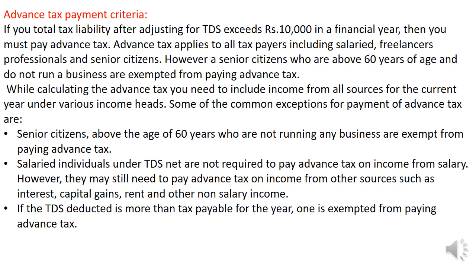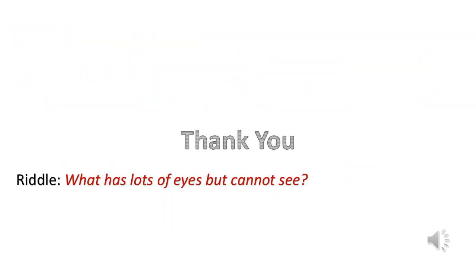And salaried individuals under TDS whose advance tax is less than 10,000 are also exempted from paying the advance tax. However, if they want to pay the advance tax on income from other sources such as interest, capital gains, rent and other non-salary income, they can pay. If the TDS deducted is more than the tax payable for that year, they are exempted from paying advance tax. So simple. As such, we have come to the end of the session.